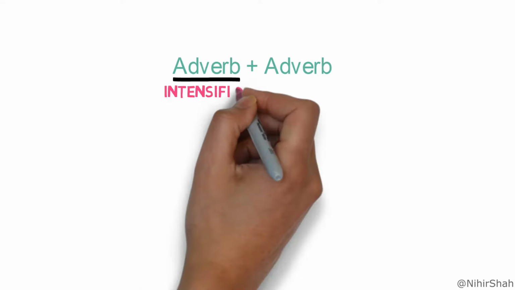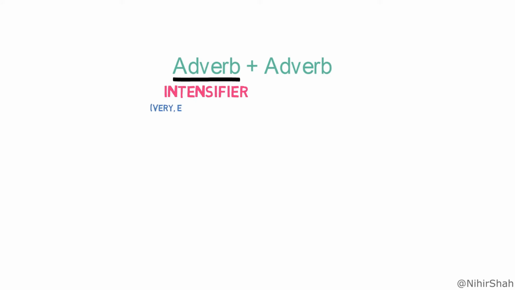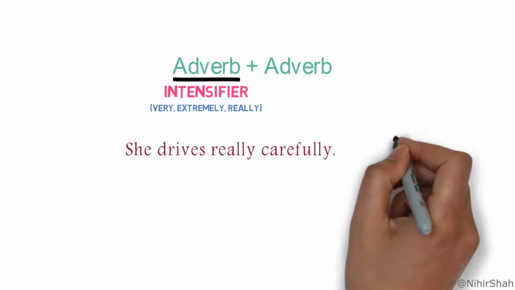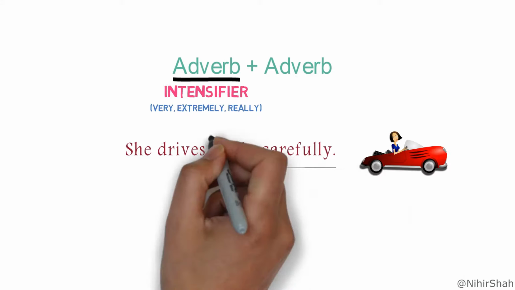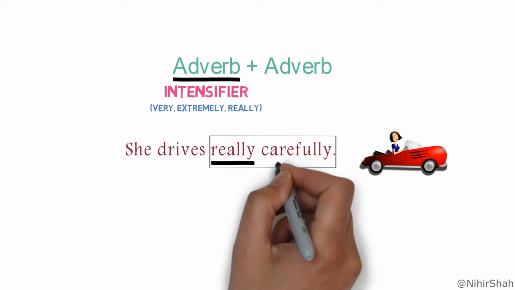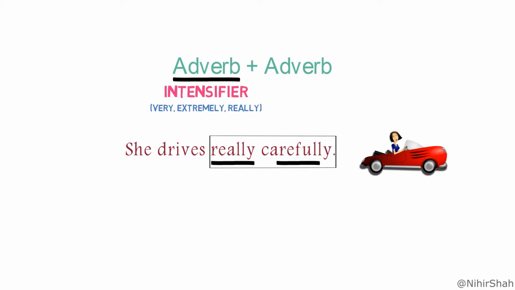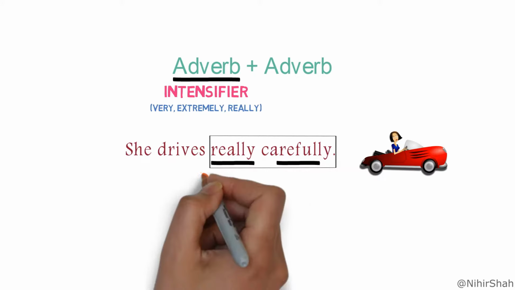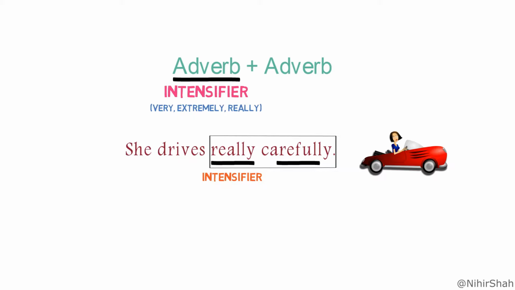Number 1. Adverb plus adverb, where the first adverb will be functioning as an intensifier. For example, very, extremely, really. Let's look into a sentence example. She drives really carefully. Here, really carefully is an adverb phrase formed by 2 adverbs, really and carefully. And the adverb really is acting as an intensifier in the sentence.